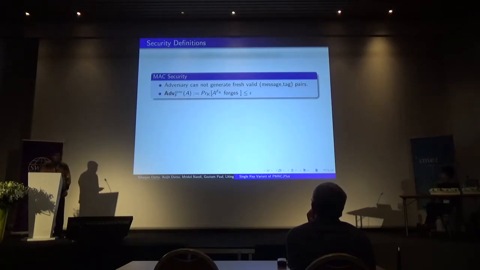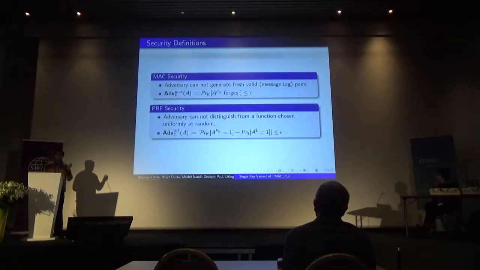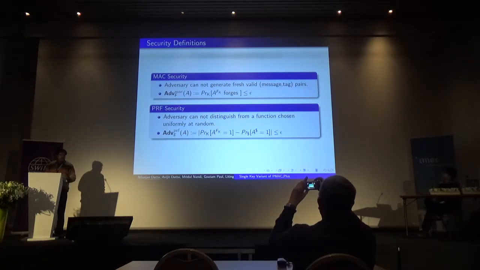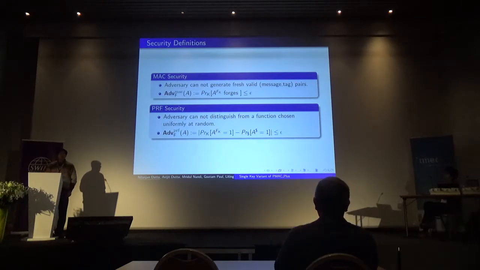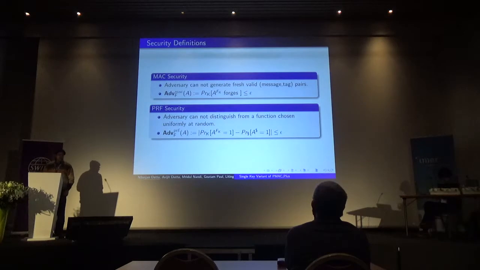But usually we consider a stronger security notion for MACs, the PRF security bound for these constructions. A function F is called a PRF if no adversary can distinguish it from a random function chosen uniformly at random. So whenever considering MAC security, we usually prove something more, the PRF security, as PRF essentially implies it.